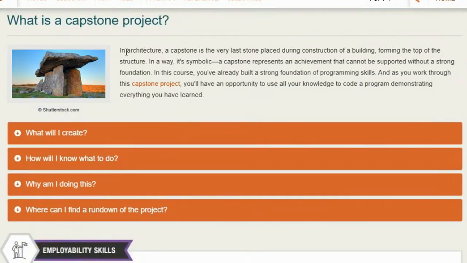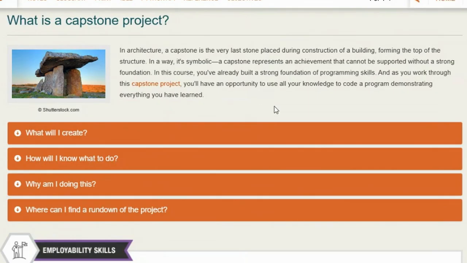So like in architecture, a capstone is the very last stone placed during construction of the building. We give a little example of this capstone. It forms the top of the structure. So in a way, it's symbolic. A capstone represents an achievement that you could not have done without all the supporting foundation work, right? You have to get all this work done before you can put that on there.